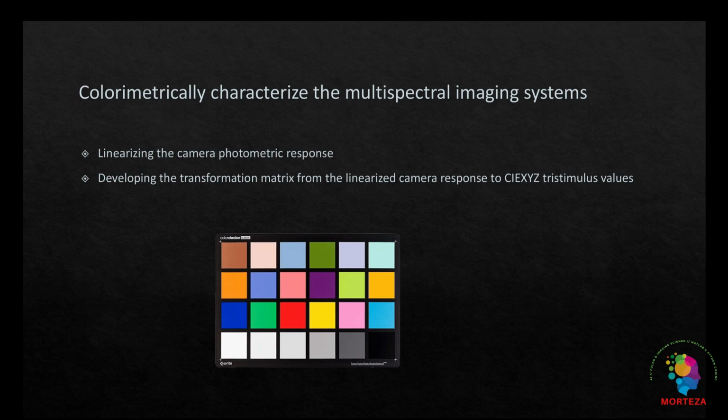Linearizing the camera photometric response ensures that the camera response is linearly related to the Y tristimulus value. In order to do that, the transfer function is fitted between the luminance factor and normalized digital counts. The luminance factor is defined as Y over Yn, where Y and Yn represent the white raw tristimulus values of the Macbeth color checker neutral samples and the perfect reflecting diffuser respectively.